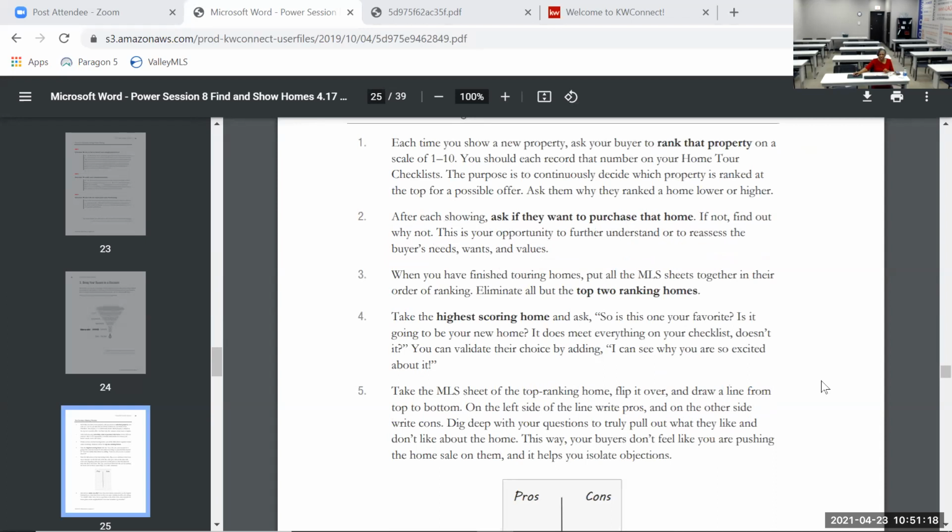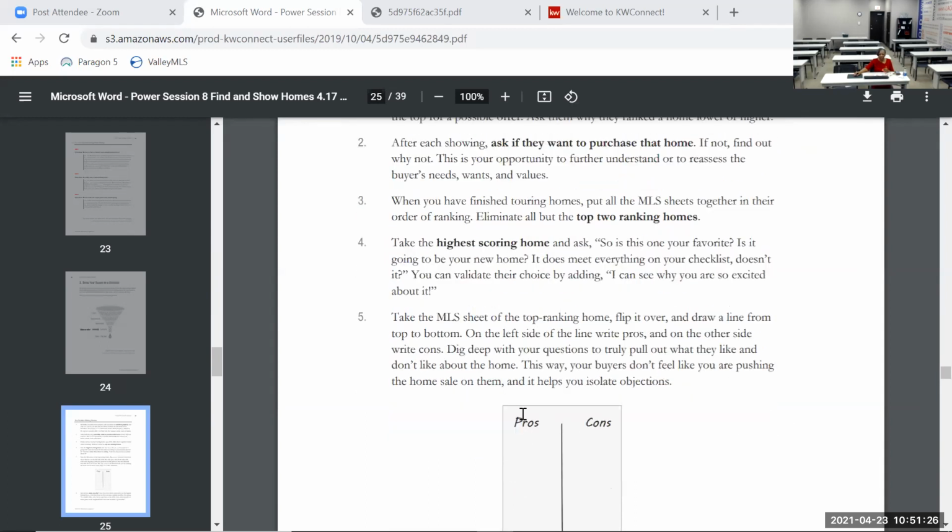Then you're going to take the MLS sheet of the top ranking home, flip it over, and draw a line from the top to the bottom. On the left side of the line, you're going to write the pros, and on the other side, you're going to write the cons. Dig deep with your questions to truly pull out what they like and don't like about the home. This way, your buyers don't feel like you are pushing the home sale on them, and it helps you isolate objections. So you want to dig deep, asking questions and letting them determine what are their pros, what are their cons, okay? And this is what you're doing with the highest scoring home.